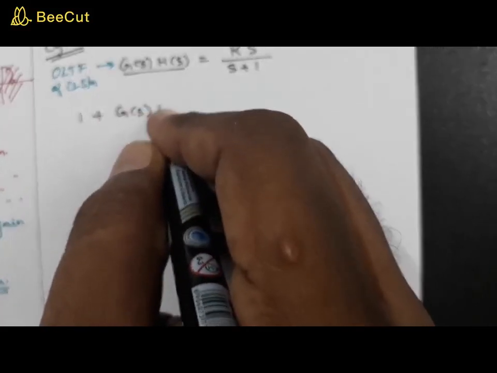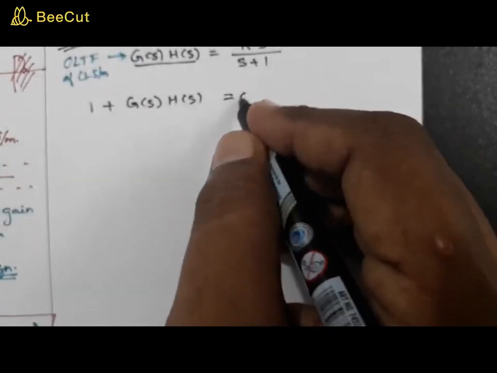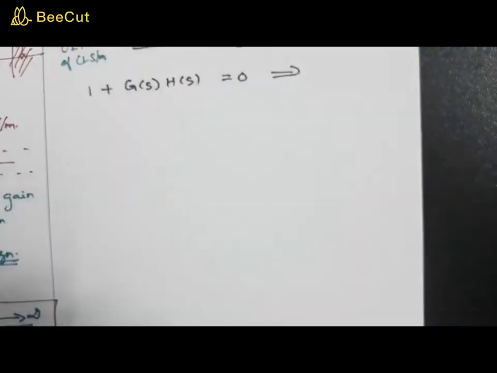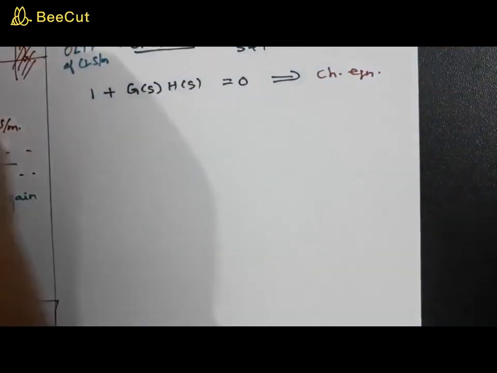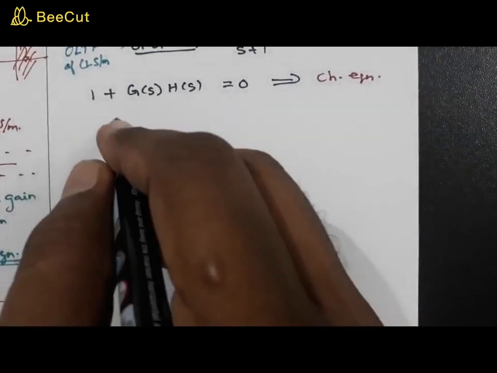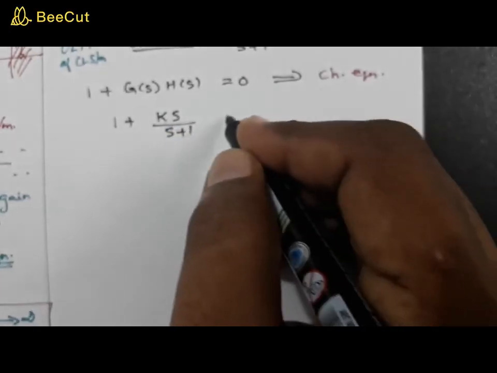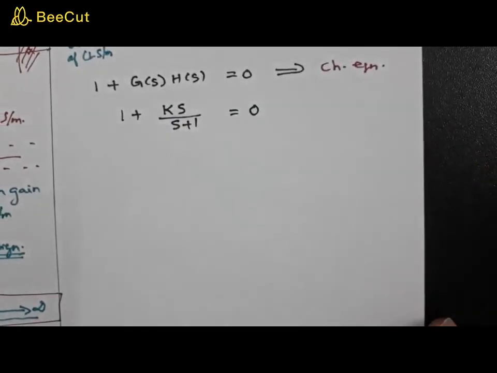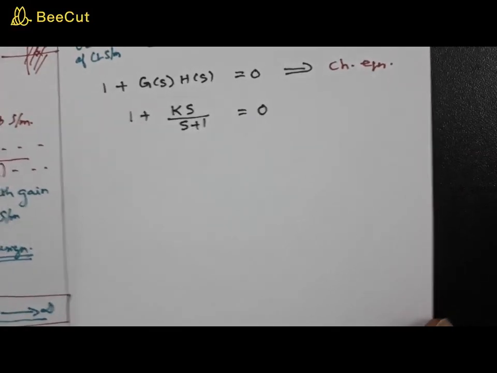Now, what is a characteristic equation? Once you know the open loop transfer function, just add a 1 and equate to 0, and this is your characteristic equation. Now you can write this as 1 plus ks by s plus 1 is equal to 0. From this, I am going to represent this s in terms of k.